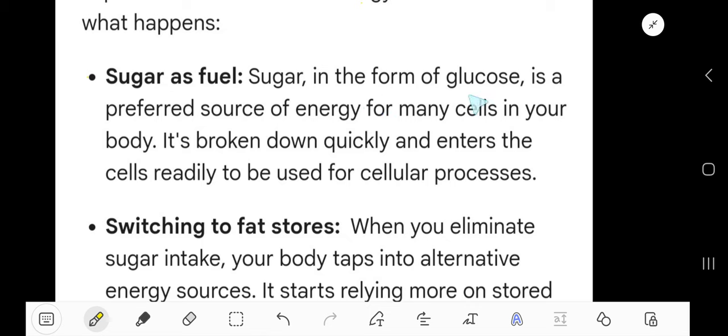You know that from carbohydrate we get sugar. Sugar is the preferred source of energy for cells in our body. Sugar that comes from carbohydrate breaks down quickly and enters the cells readily to be used for cellular processes. That is, from sugar we get ATP as energy for performing cellular function.